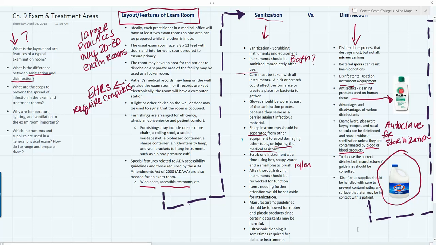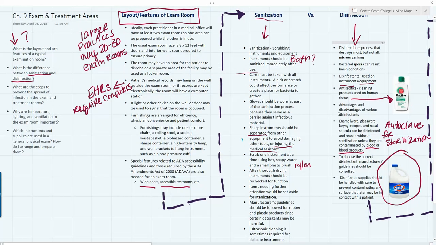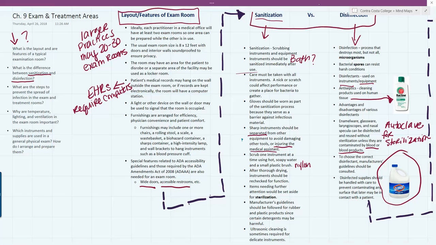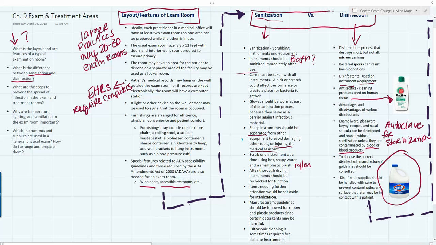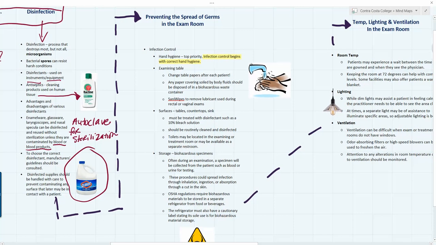All right, so that pretty much sums up the sanitization versus disinfection. And let's move on to preventing the spread of germs in the exam room. So we start here with infection control.